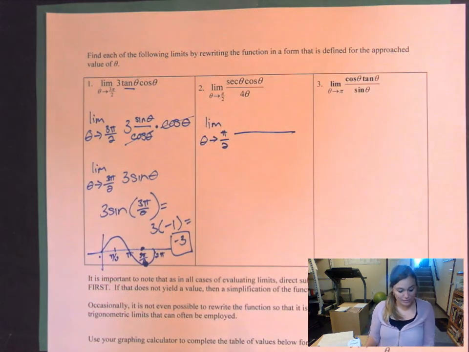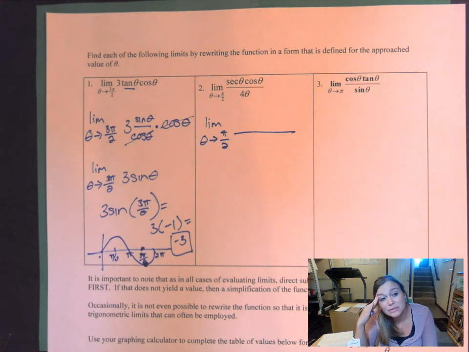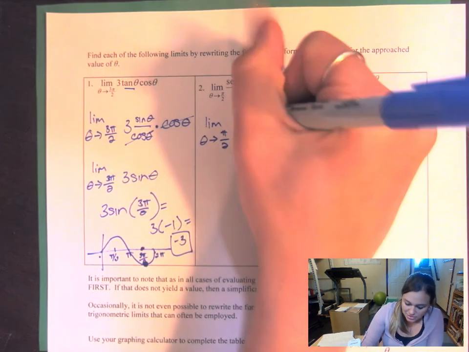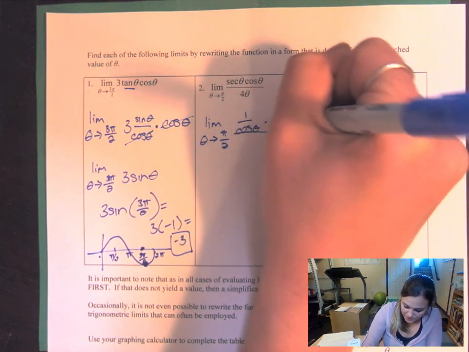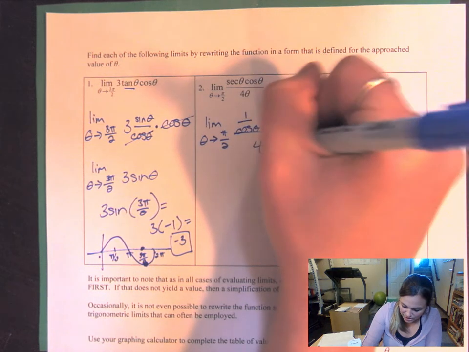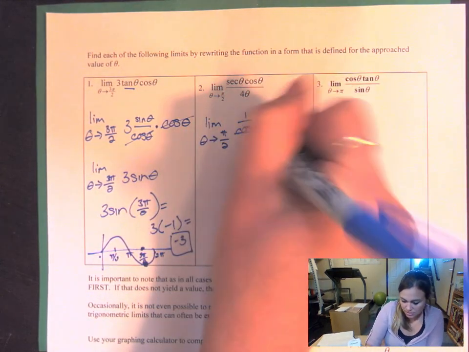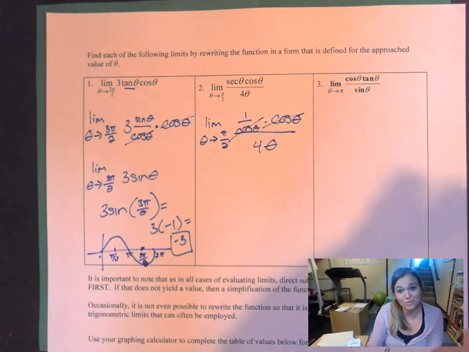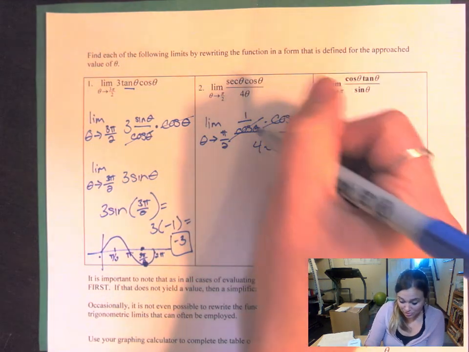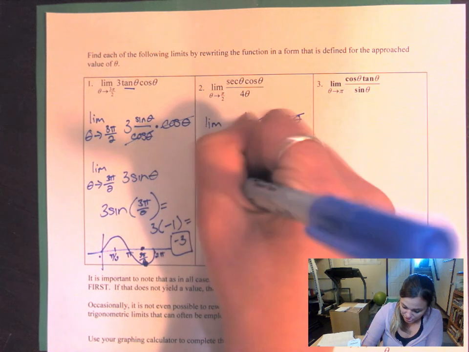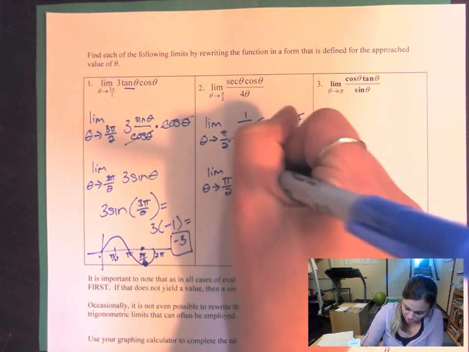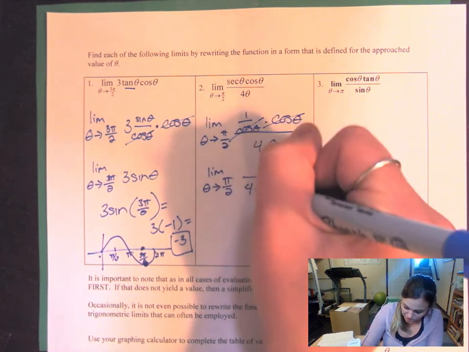Okay, so for secant, I want to think about this and think, okay, secant, I remember that's something with either sine or cosine or whatever. Secant is 1 over cosine of theta times cosine of theta. Oh my goodness, this is so nice. Cosine cancels out. That means there could be a hole in the graph, but it also means that I just have the limit as theta approaches pi over 2 of 1 over 4 times theta.